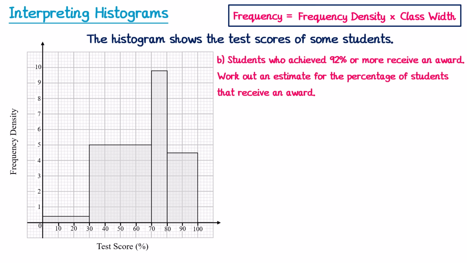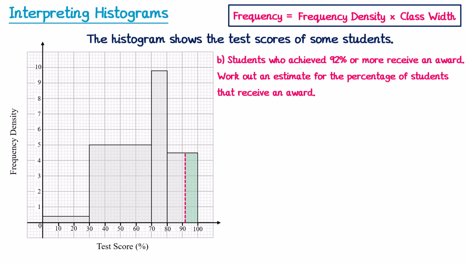A second question that you could be asked would look like this. Students who achieve 92% or more receive an award. Work out an estimate for the percentage of students that are going to receive an award. So this time I'm going to find 92% on the bottom axis and draw on that dotted line, and everybody to the right of this line is going to receive an award.